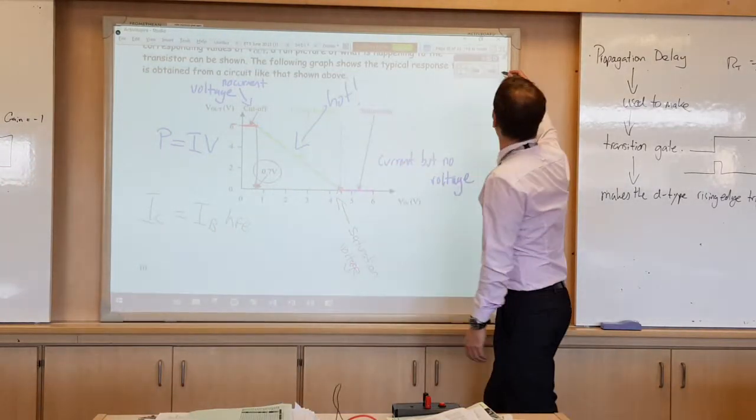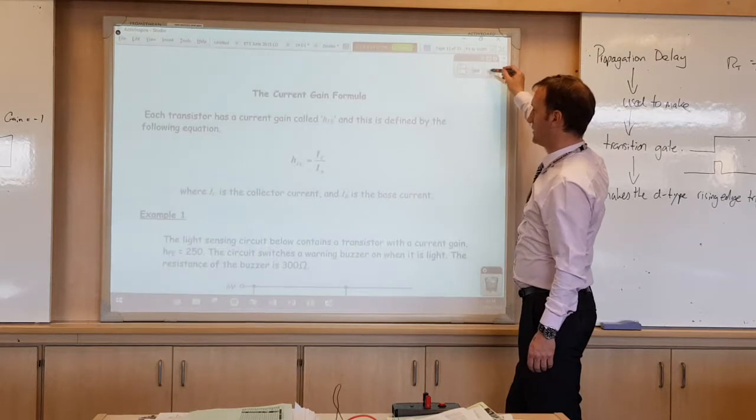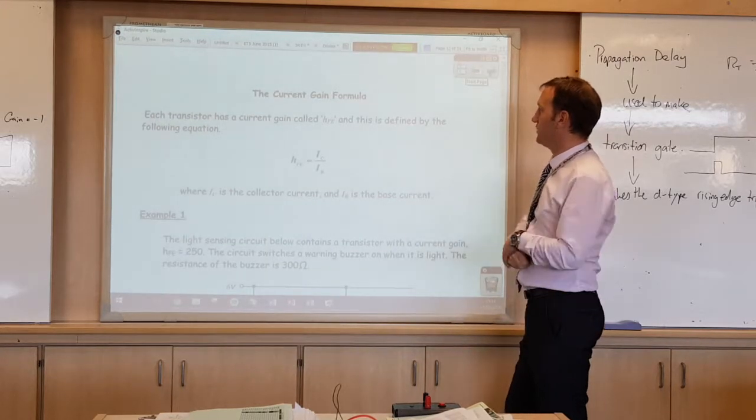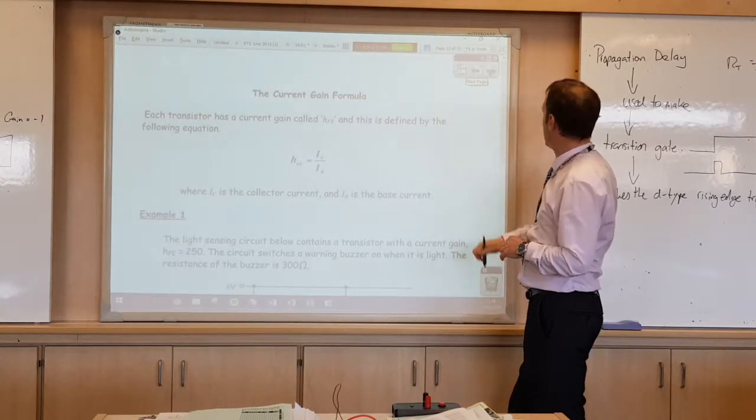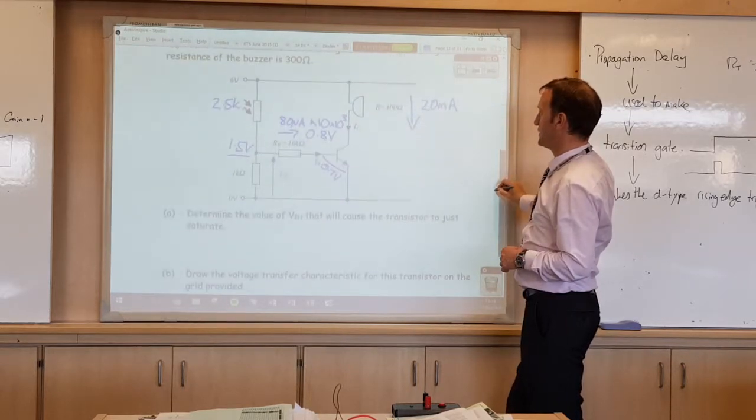Right, how do we do that? We've covered that: we've got the current gain formula, HFE equals IC over IB. Let's do this example here.